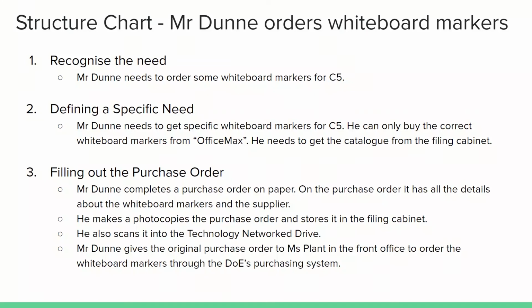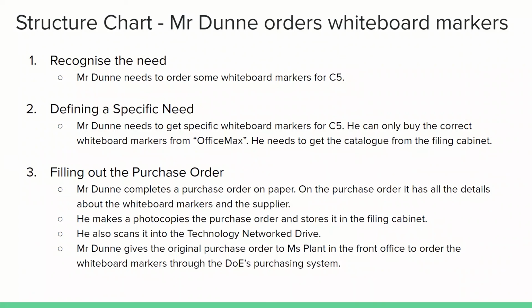Now, I then have to make a photocopy of the purchase order. So here's a photocopy of it. Now I have two. I then need to store that copy in a filing cabinet, so I'll shove it over here. I then also have to scan it and put it into the technology network drive. So there's a digital version and a paper copy, and then the original.